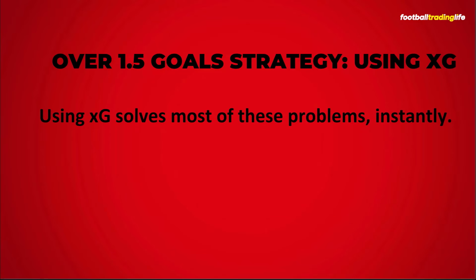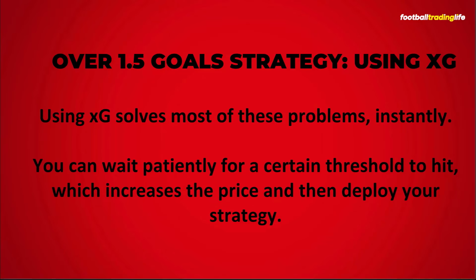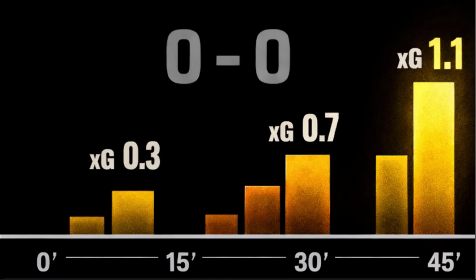But the good news is, when you use XG, it solves most of these problems instantly. You can wait patiently for a certain threshold to hit during the match, which is going to increase the price because we're taking advantage of time decay, which means that the price on over 1.5 goals is going to rise, and under 1.5 goals is going to go lower. It's a cheaper lay at that point. And then just deploy your strategy. You still need to be a good trader if you're going to succeed in the long term. So let me just show you how this works with XG.